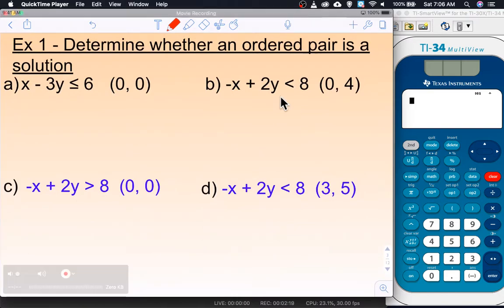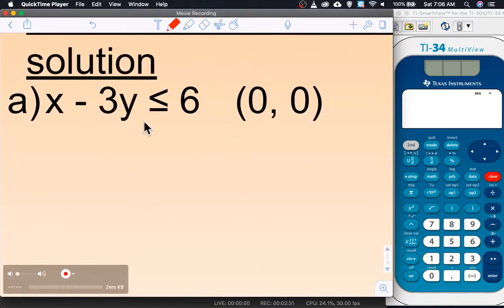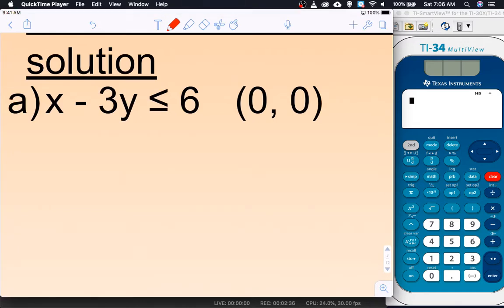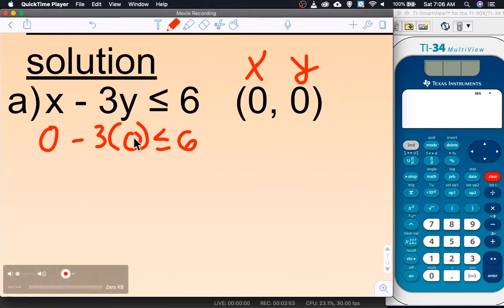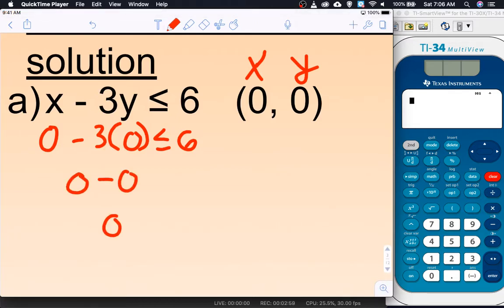So we want to determine whether an ordered pair is a solution. If I just gave you this inequality here and this point here, and we say, is that point a solution to this inequality? I'd like to be able to say yes or no. Is it an answer? And it's as easy as you might imagine. We're going to take the x and the y coordinates and plug them in for x and y, and do the math. So if I do the math on the left side of the problem, 3 times 0 is 0. 0 minus 0 is 0.